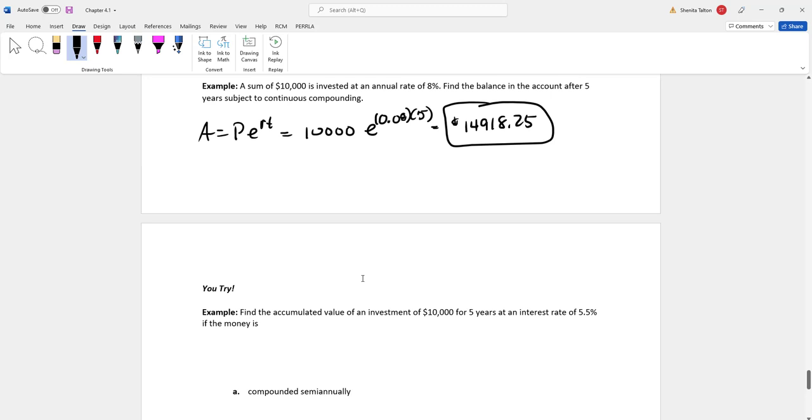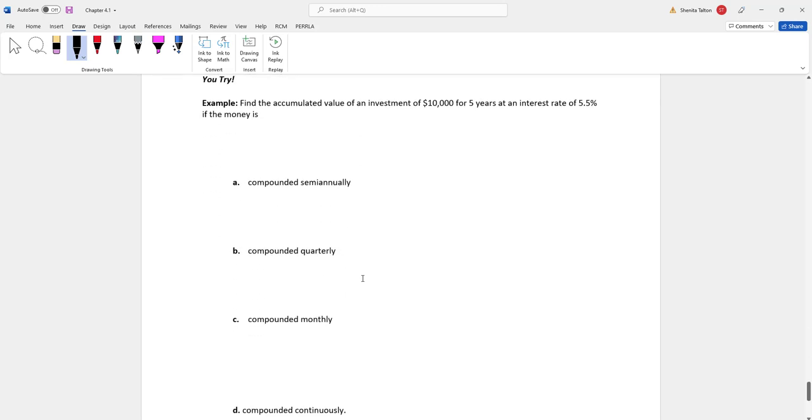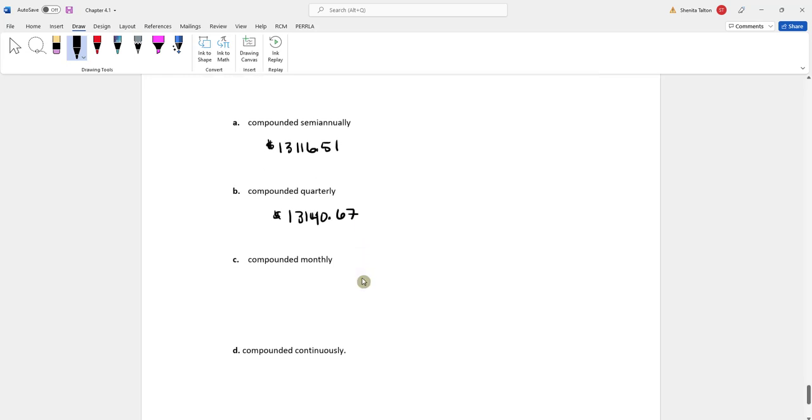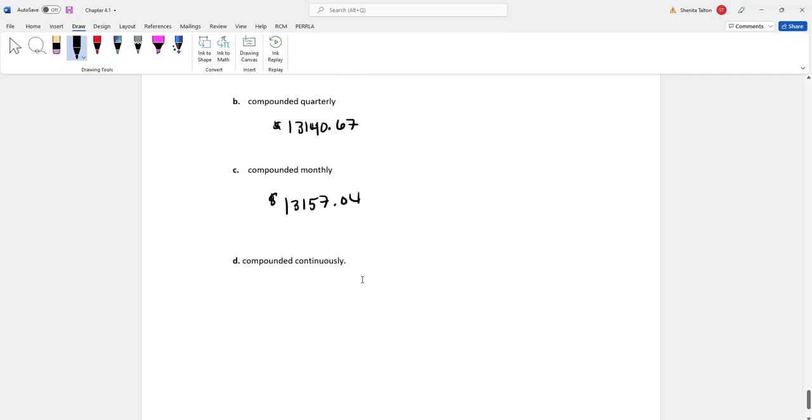Okay, this is a you try problem. I'll go ahead and put the answers in and you can try this on your own. This one is 13,157.04 and the last one is 13,165.31. There we go. All right, so that's the end of this lecture.